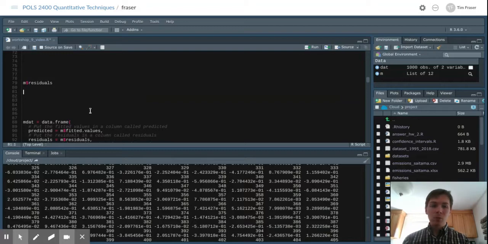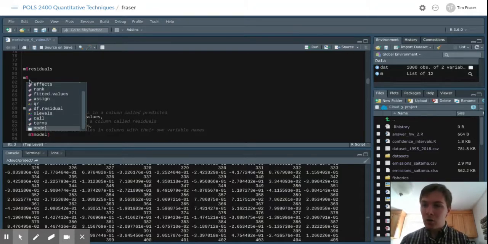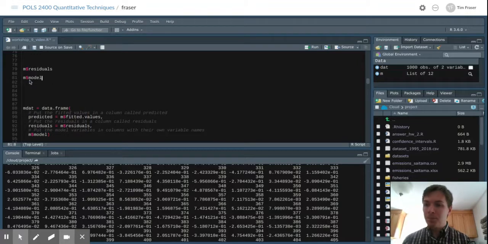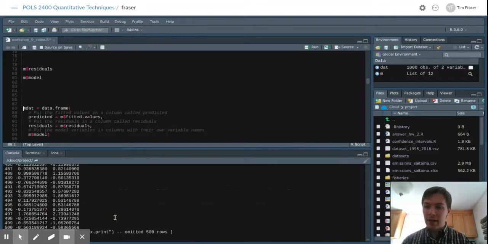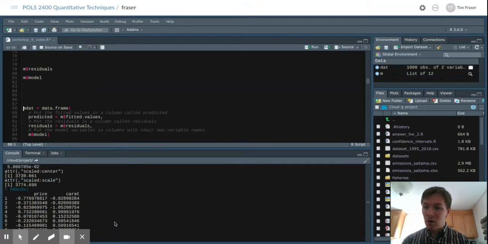Great. So we've got these measures, and these can be very useful to us, especially when we're trying to assess how good our model is. There's one other thing that we've got called M model. If we check this out, these are a lot of numbers, but in particular, they are our original values for price and carat scaled, right?